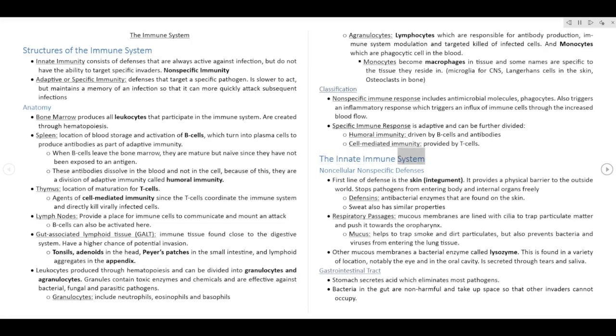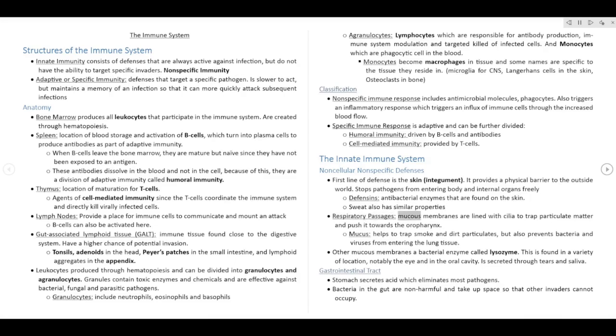The innate immune system. Non-cellular nonspecific defenses. First line of defense is the skin, integument. It provides a physical barrier to the outside world. Stops pathogens from entering the body and internal organs freely. Defensins, antibacterial enzymes, are found on the skin. Sweat also has similar properties.